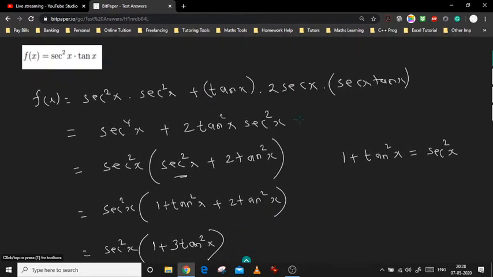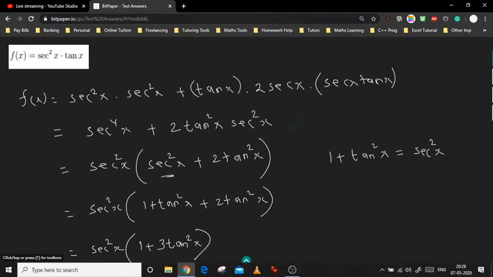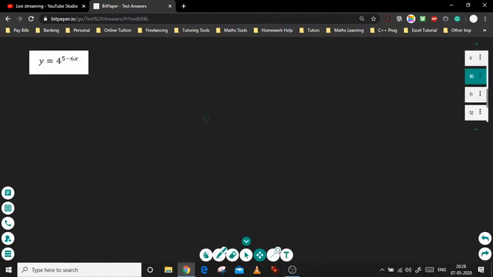The question is f of x equals secant squared x tan x, and if you differentiate this, we end up with secant squared x multiplied by 1 plus 3 tan squared x. Now let's move on to the next one. So we got this one.